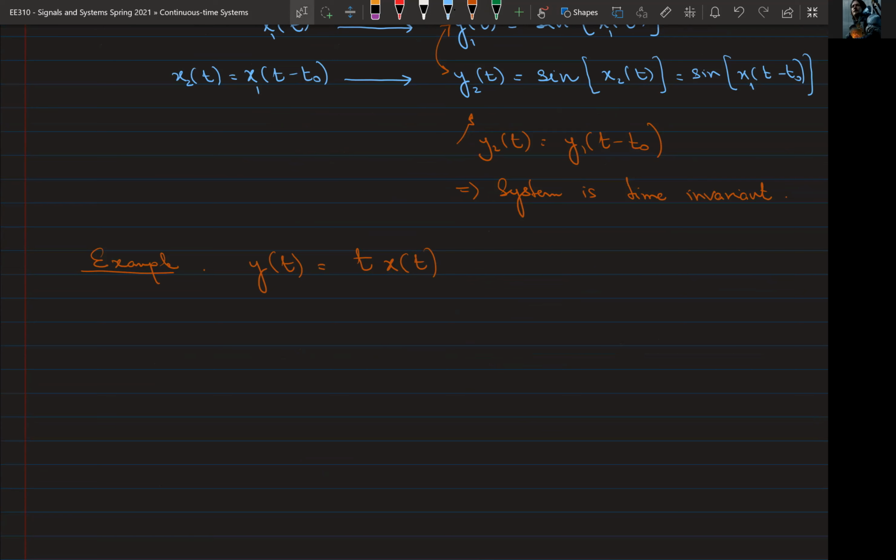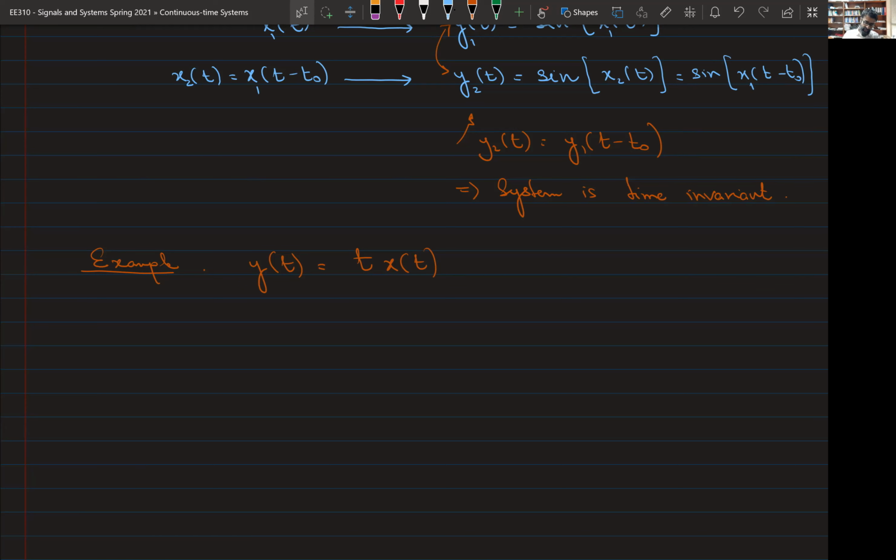It depends on what x of t is, but I think no, because it depends on the value of t. It will have large jumps. Good. Excellent. So if x of t is bounded and then multiplied by t, as t increases, it's going to start diverging, right? As t goes on increasing, the amplitude of the output goes on increasing as well. So therefore this system is not a stable system either. But what we're interested in at the moment is whether the system is time invariant or time variant.